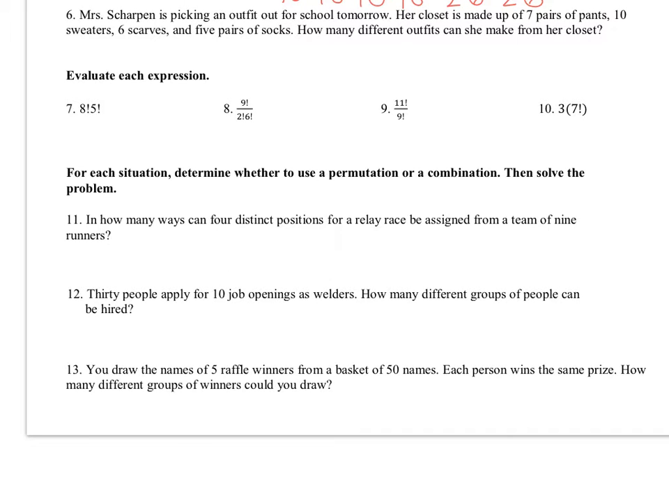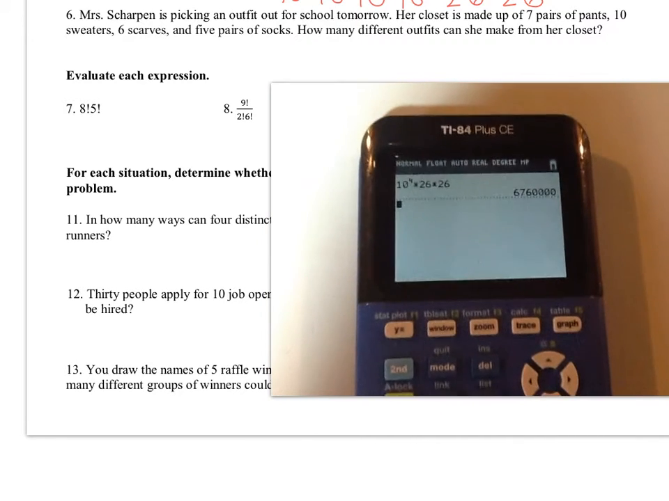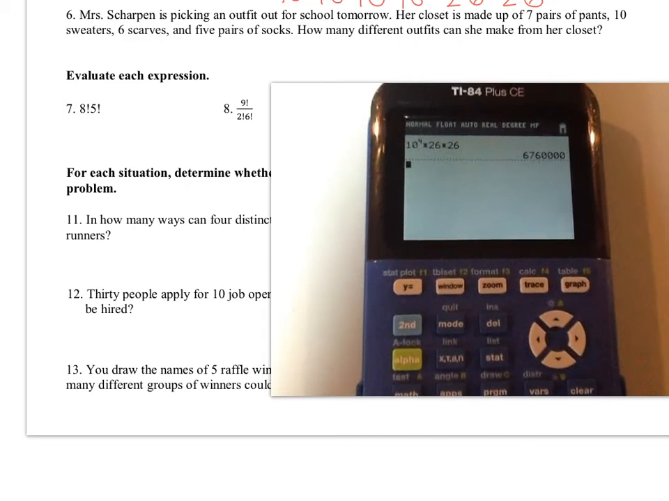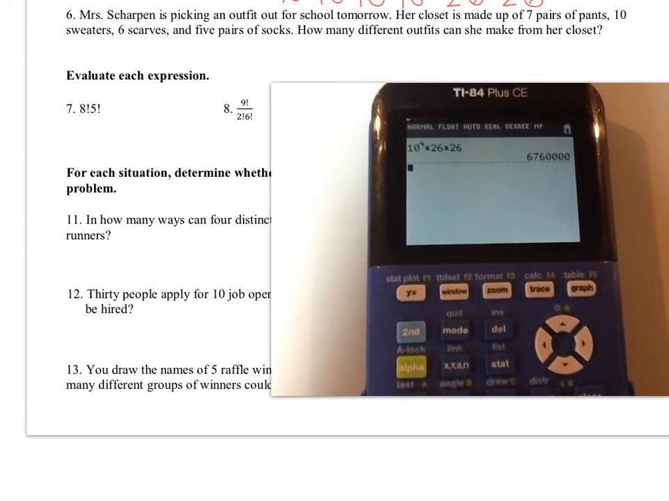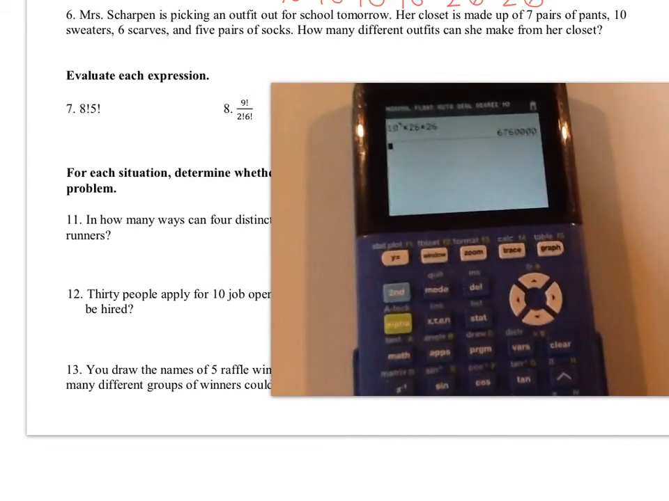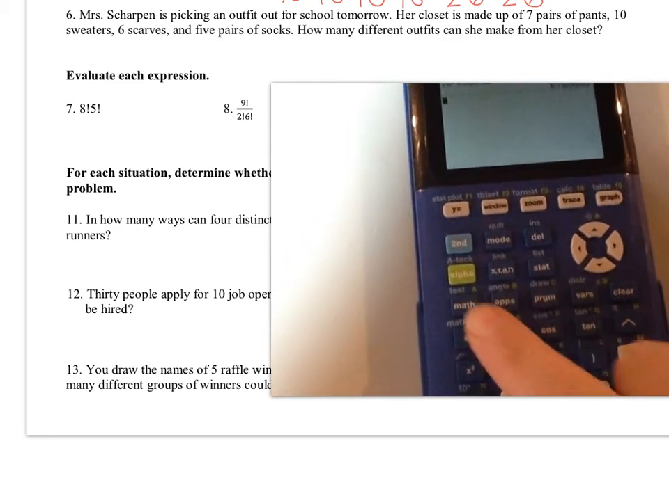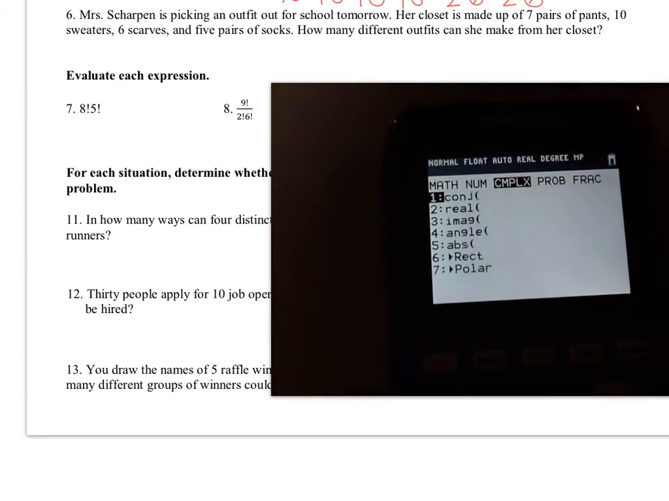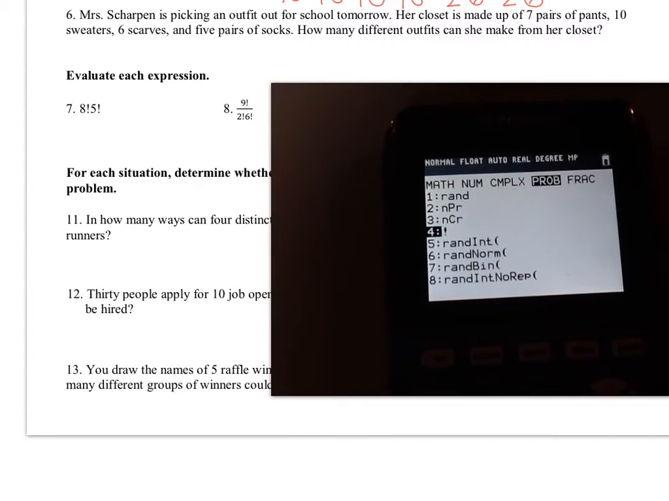Next question we have here is question number 8. Let's see if I can show you on my calculator how to do question number 8. This is going to be kind of hard to see because I don't have the best lighting here, sorry. To get to the exclamation point, we first have to go to math. Then you want to arrow over to probability, and then you have this exclamation point.